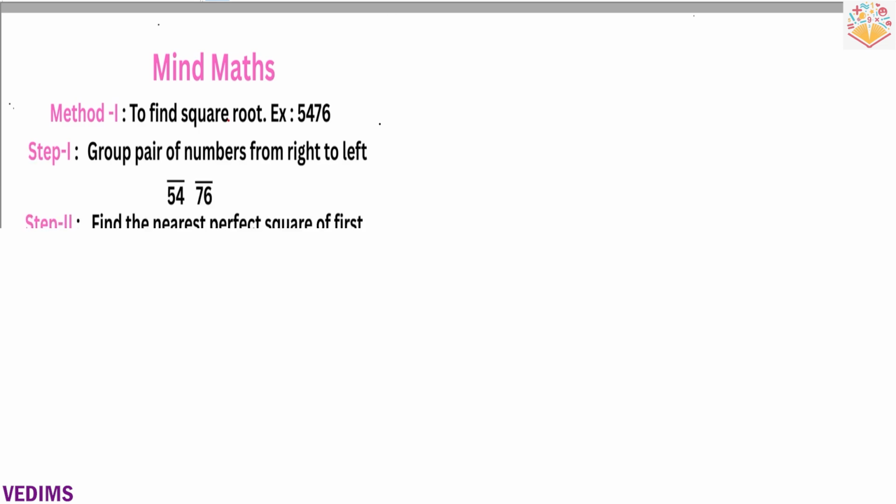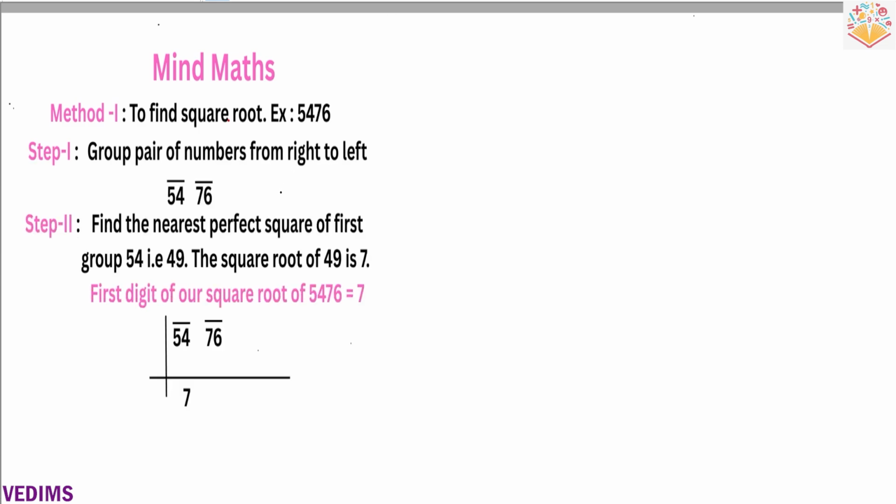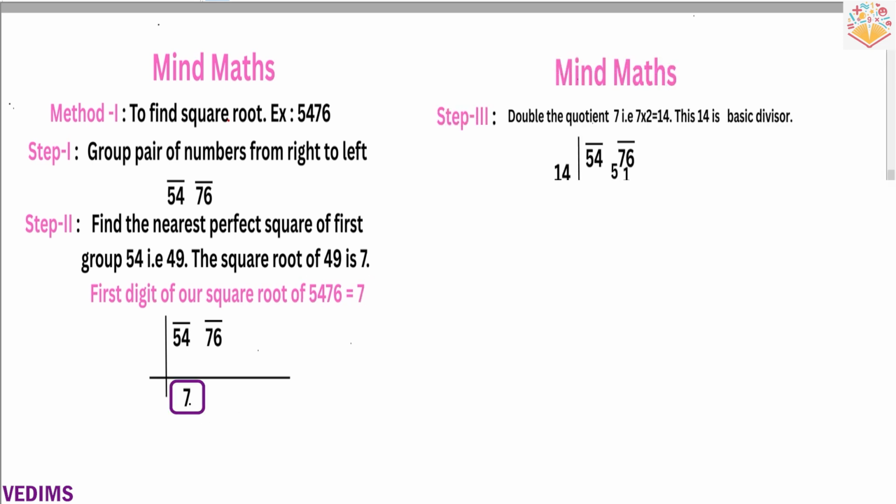Now let us learn the new method of finding square root. First step is to group the digits in pairs from right to left: 54, 76. Find the nearest perfect square of the first group, that is 54. It is 49. The square root of 49 is 7. The first digit of our square root of 5476 is 7. Now you write that 7 below.